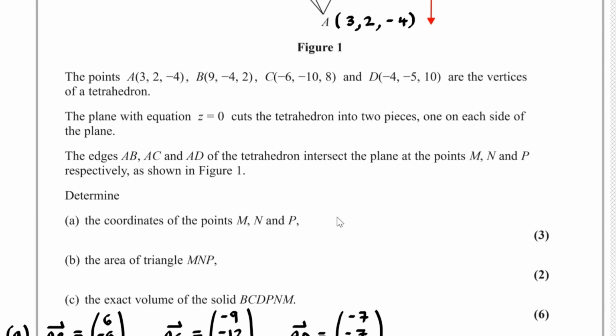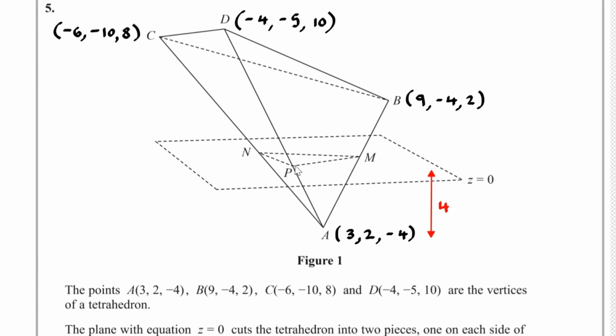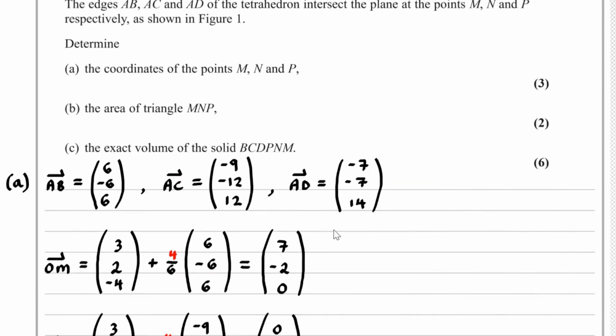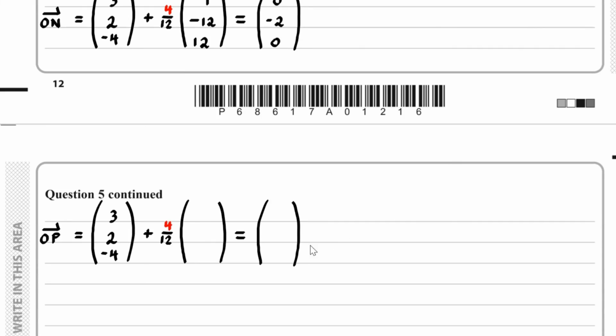And similar argument, we can find out what OP is. Well, for the Z coordinates, from -4 to 10, we add on 14. So AP is 4/14 of AD. And therefore OP is 4/14 of AD. So here we've got -7, -7, 14, and therefore what we end up with is 1, 0, 0.